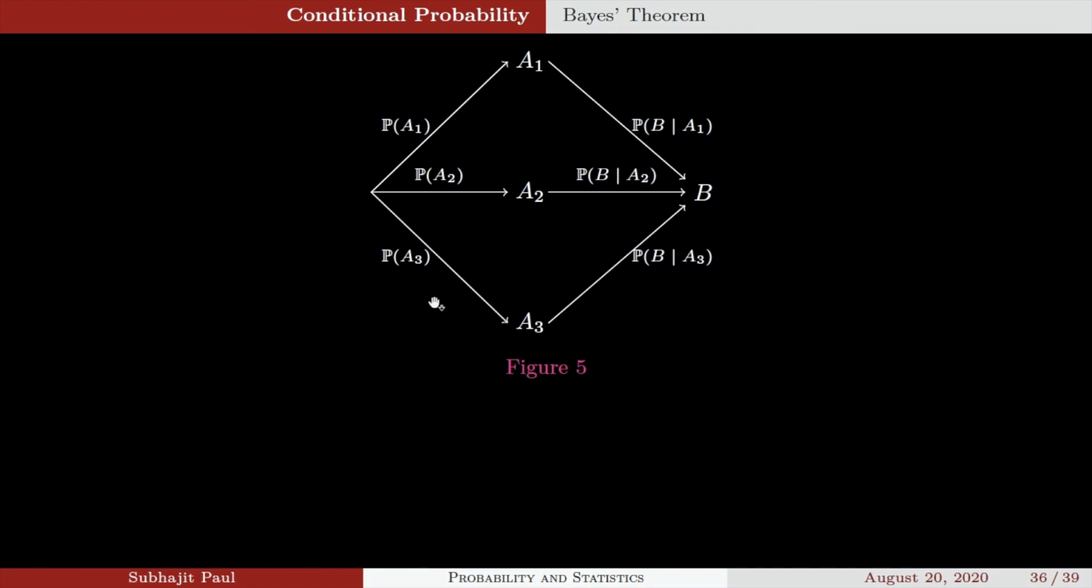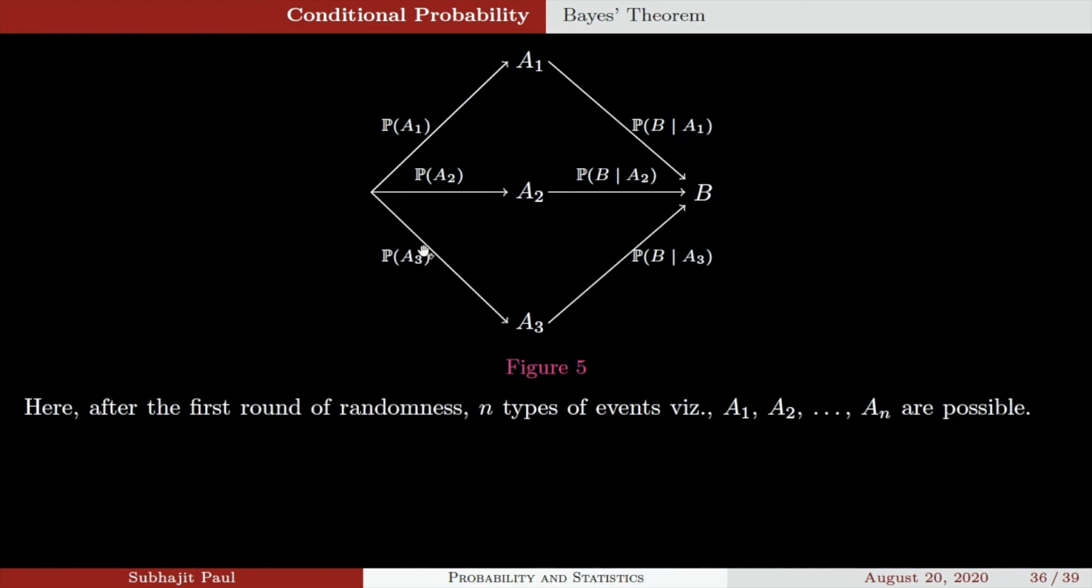There are three ways I have shown from here to reach at this point. So there are three ways, A1, A2, A3 with respective probabilities, probability A1, probability A2, probability A3, and there are these probabilities, probability of B given A1, probability of B given A2, probability of B given A3, and then we want to go back. Here, after the first round of randomness, n types of events, that is A1, A2 up to An are possible. In this figure, we have considered n equal to 3.